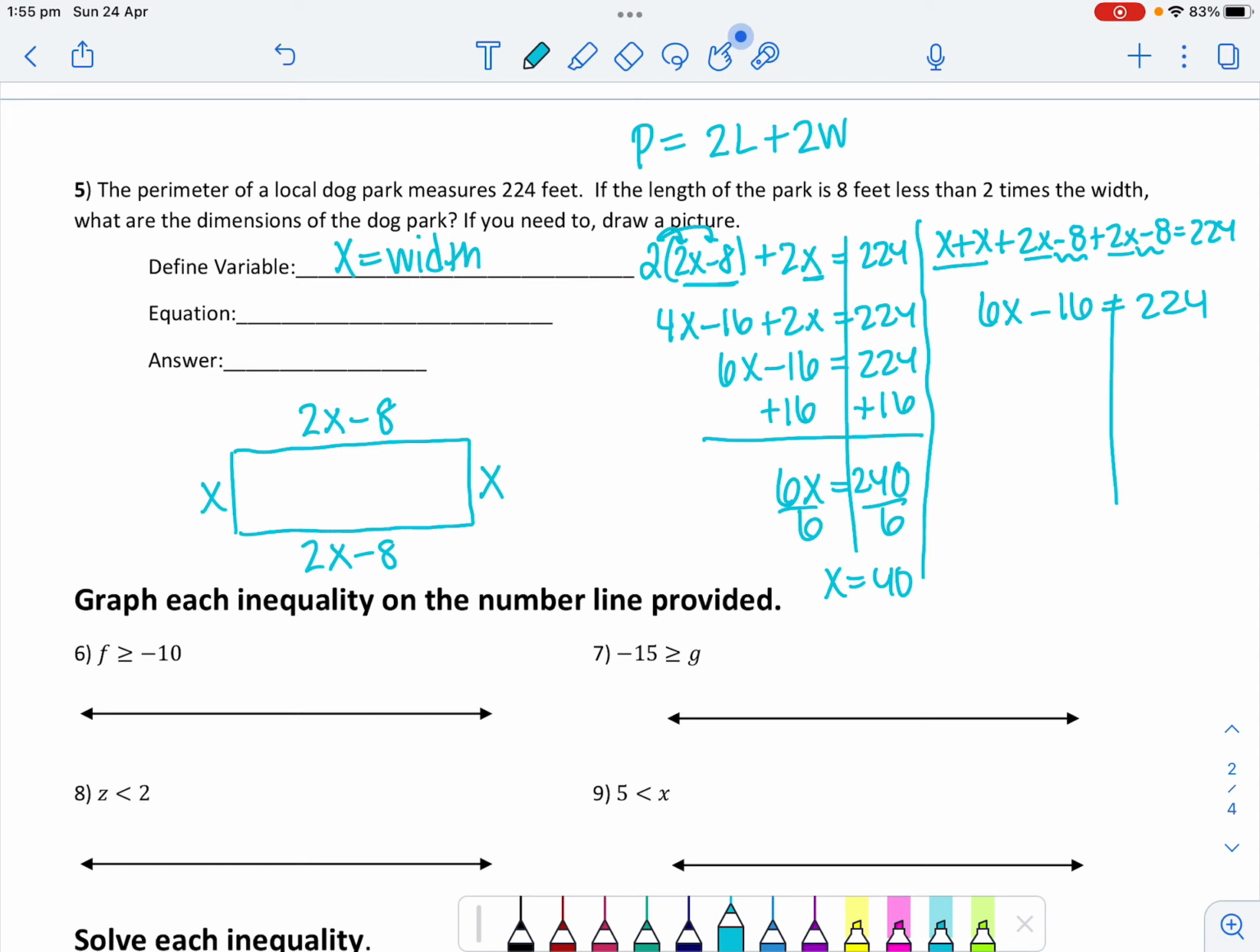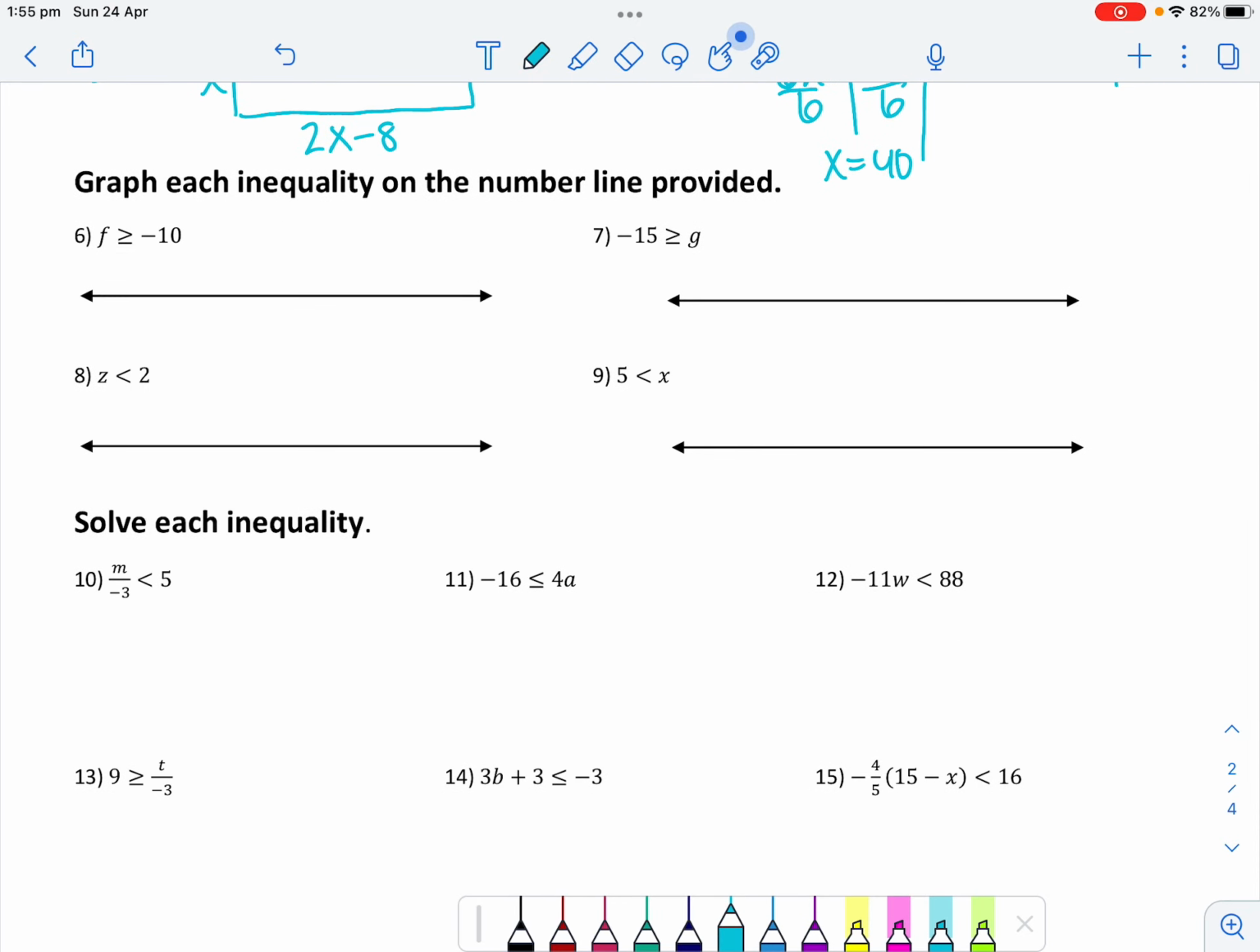So the width is 40 feet. The length, 2 times 40 minus 8, 80 minus 8 is going to be 72 feet. So this one, it asks you to give the dimensions. What are the dimensions of the dog park? So make sure that you're giving both dimensions.